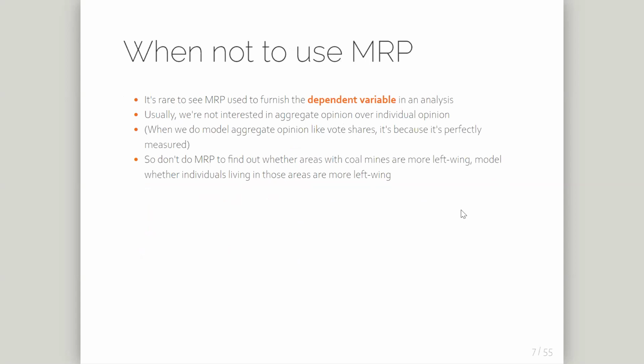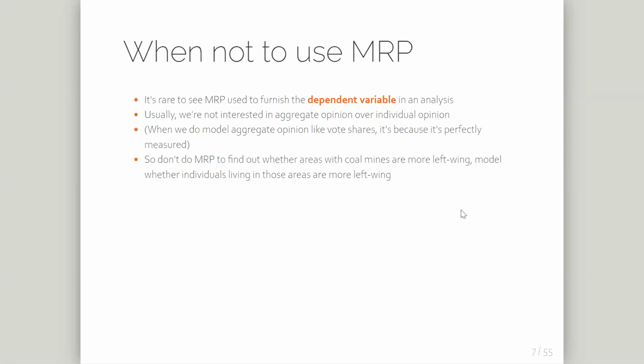I like MRP. I use it a lot. There are some circumstances where you probably wouldn't want to use it. It's most common to see MRP used to generate an independent variable. It's quite rare to see MRP used to generate the outcome variable. That's not because we're uninterested in place level outcomes. It's just that we're more often interested in individual level opinions for individuals who happen to live in particular areas.